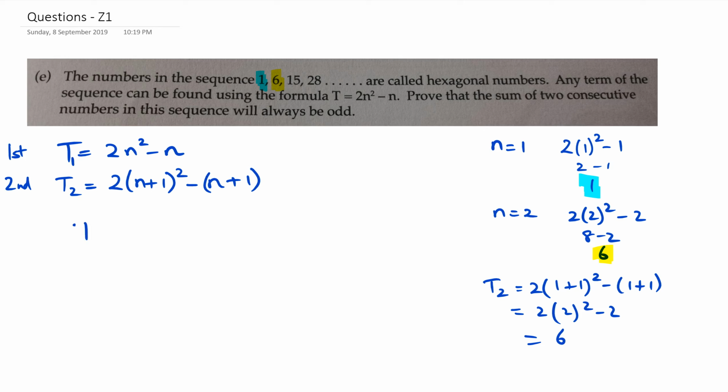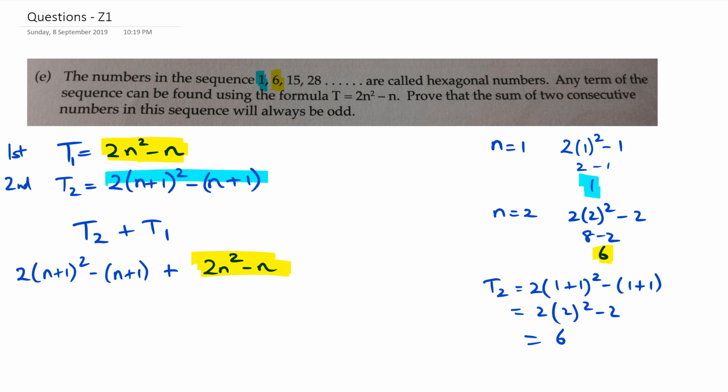So I've got to add t2 plus t1. t2 right now is 2 times n plus 1 squared minus n plus 1, plus t1, which is 2n squared minus n. I hope you can see that. That's what t1 is, and t2 is this entire thing right here. I want to add them together and see what happens. To do that, I need to expand the brackets. So I've got n plus 1 times n plus 1.